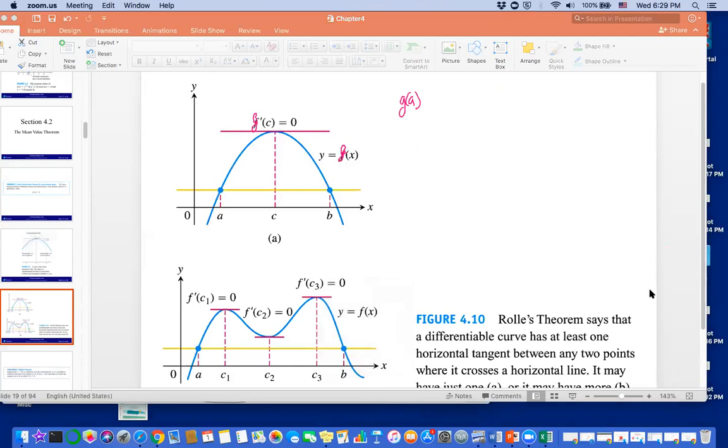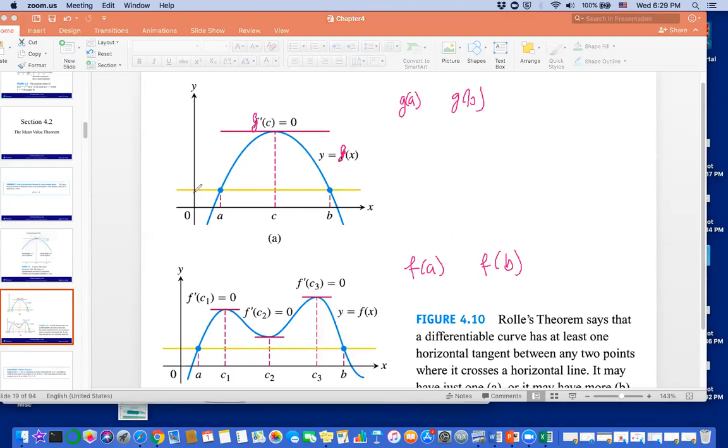Tangent equal to 0. At C, the tangent equal to 0, and here we have C1 and C2 and C3. Can you guys see what is funny about g of a and g of b and f of a and f of b? Do you notice? They have the same y value. The same y value. Do you guys see this?